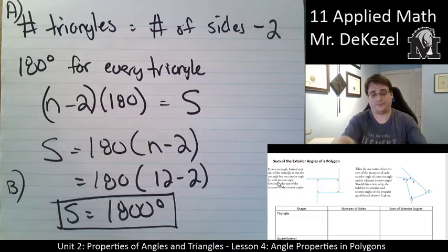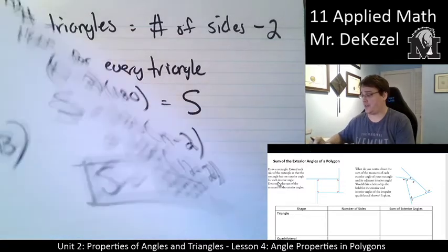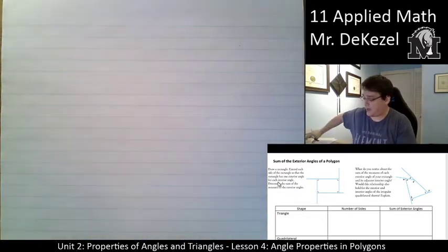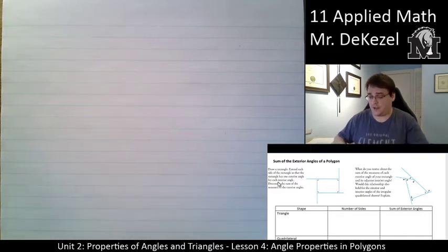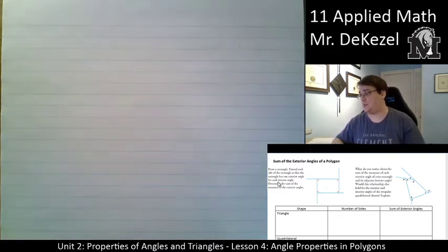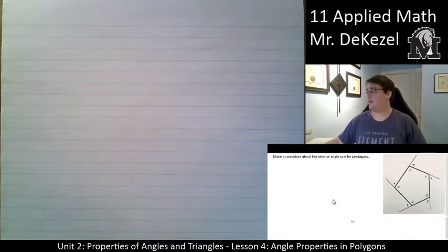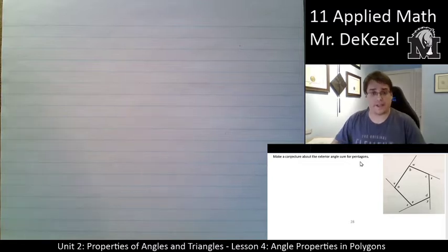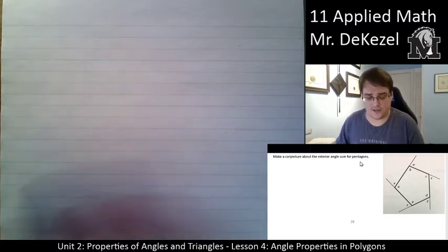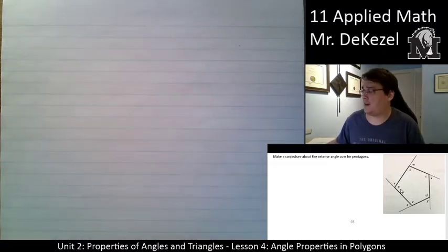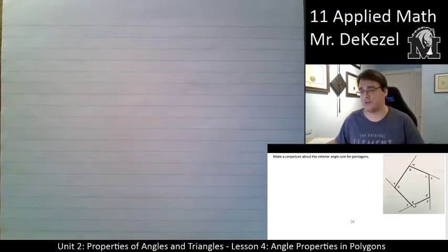I didn't leave a whole ton of space, so just a heads up, you'll have to write a little bit smaller than maybe you're used to. So this is going to be kind of a large question here. We're going to make a conjecture about the exterior angle sums for a pentagon. Essentially, I'm going to prove to you that it doesn't matter what the shape is, the exterior angles equal 360. So we have angles V and A that are next to each other. We have B and W, so I'm not going to point to them each time. I'm just going to write them out.